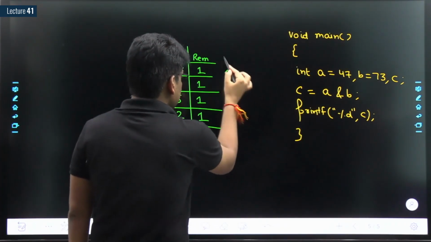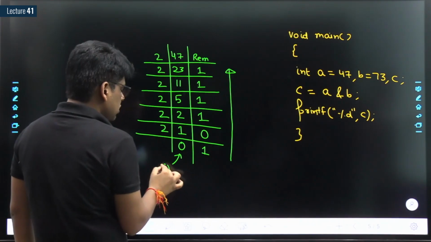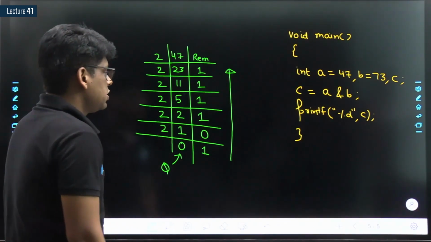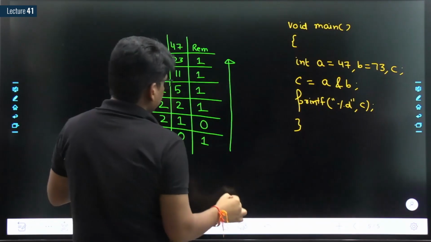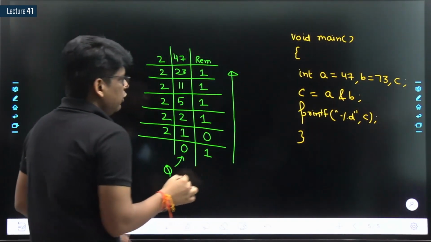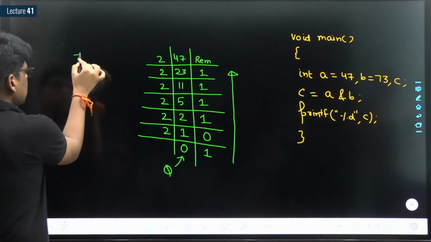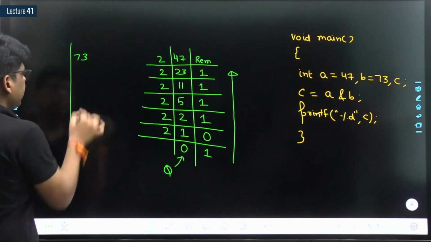So, this is the binary equivalent. Why do we stop? Because the quotient turns out to be 0. So, the binary equivalent is 101111. Okay, done, sir. Let's try to find out the binary equivalent for the second operand, that is 73.